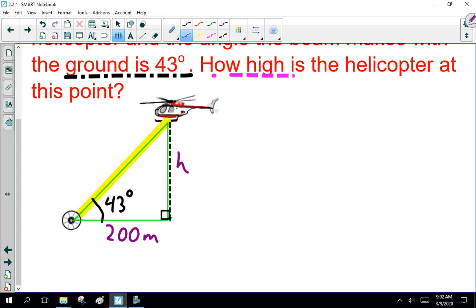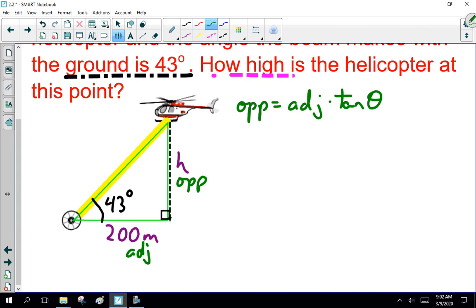Sometimes I don't give you the drawing, but anyway. What is the equation we've been dealing with all lesson? The only equation? Opposite is adjacent times tan theta. If this is the angle, this is the opposite, this is the adjacent, and we plug the numbers in. So I'm going to pause the recording. You guys plug in the numbers. We'll come back and check our work.